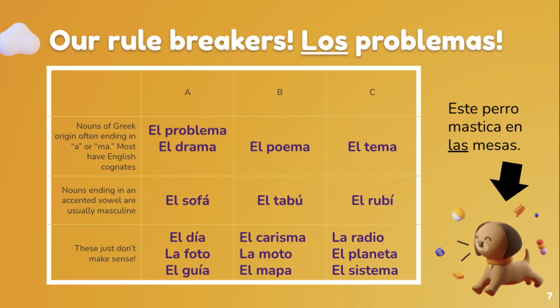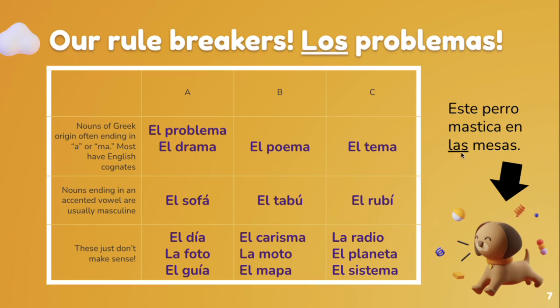All right, so pause this, write all these down in your notes. So that way you've got all of these examples. So, por ejemplo, aquí, este perro mastica en las mesas, right? So notice here is one that is, this is the rule breaker, el perro. But las mesas, mesa ends in an A, so you know it's going to be la, and this is plural because it's mesas, so it becomes las.